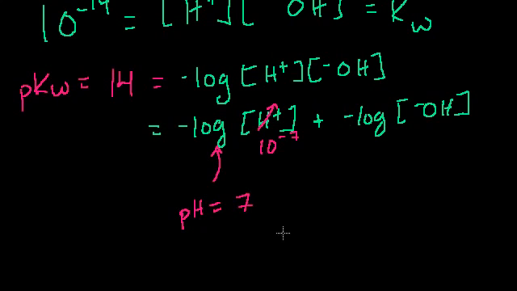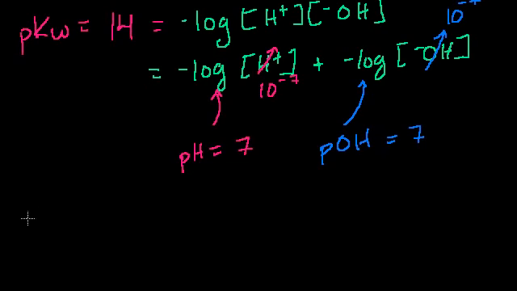And what is this over here? This is our pOH, the minus log of the hydroxide concentration. And of course, that was also 10 to the minus 7. And so our pOH is equal to, the log of that is minus 7. You have a minus in front. It's equal to 7. So you get there, right?